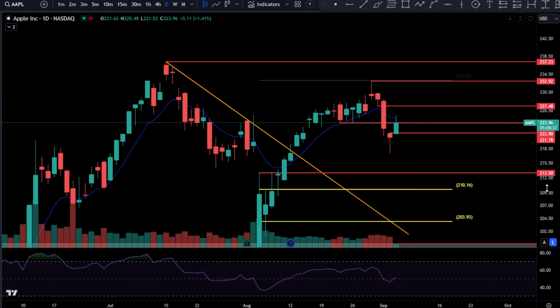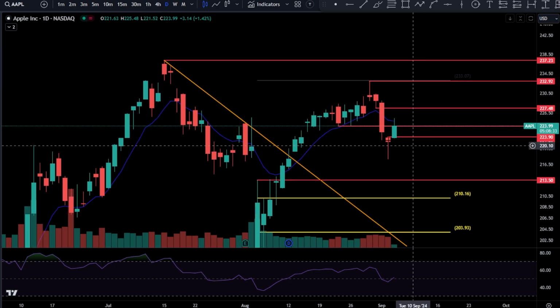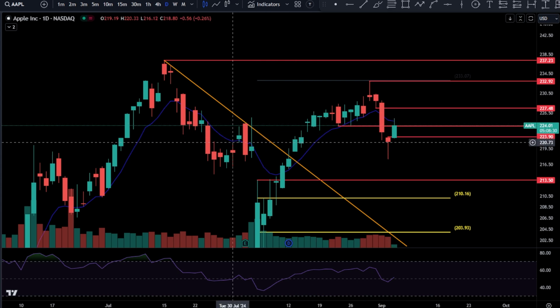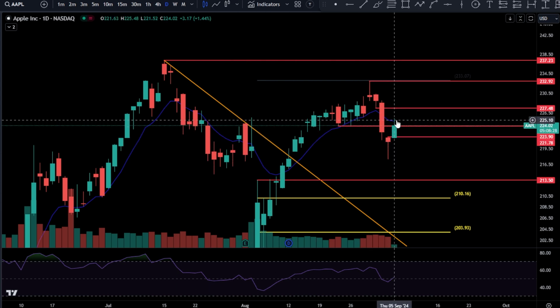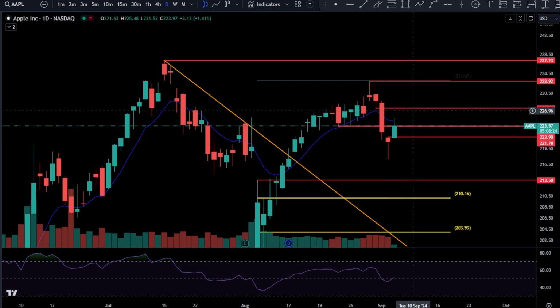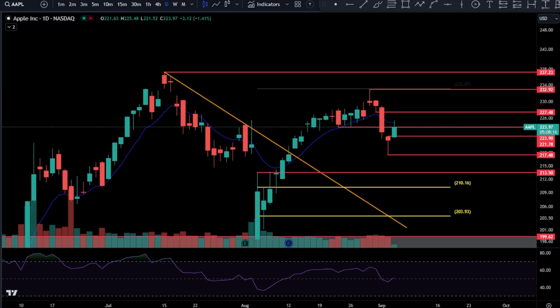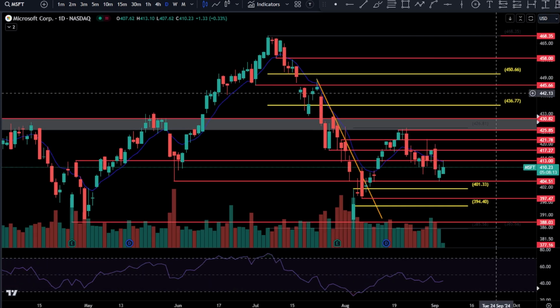All right, so resistance is going to be 223.90 and 227.48 above there. But again, it really does come down to you have to reclaim this short-term moving average, or you're not going anywhere. You're just going to dance around here and go lower. That's that. All right, support 221.78, under there 217.48.